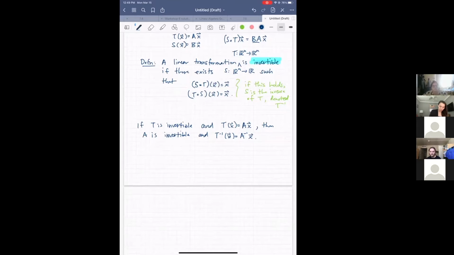So I'll also say and vice versa. So if A is invertible and T is given by A times X, then the transformation is invertible.